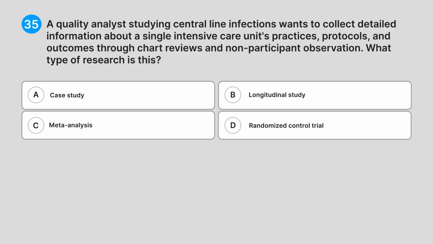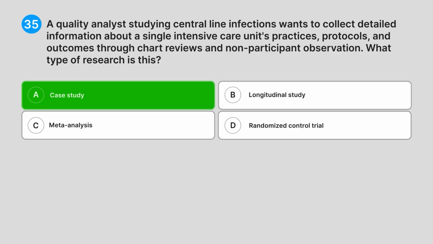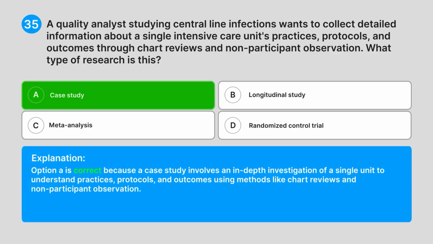Correct answer, A. Case study. Explanation. Option A is correct because a case study involves an in-depth investigation of a single unit to understand practices, protocols, and outcomes using methods like chart reviews and non-participant observation.